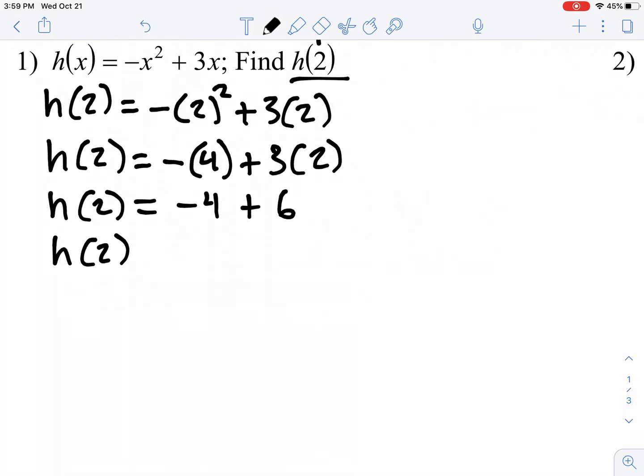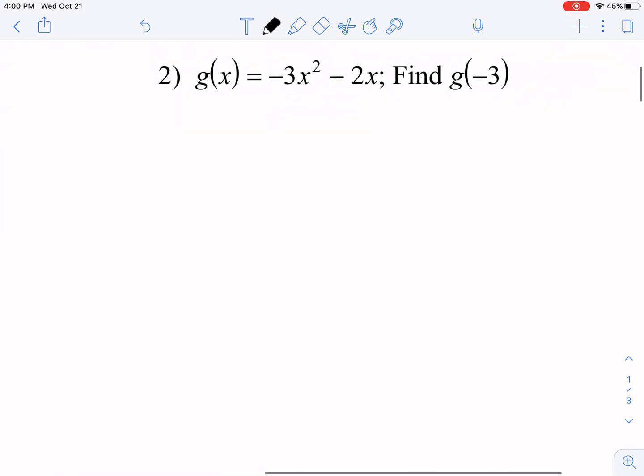Okay, well, I have a negative 4 plus 6. Is that same sign or different sign? Different sign, so we subtract and keep the sign of the larger value. In this case, the larger value is a positive 6. So 6 minus 4 is what? 2, and so our answer would be positive 2. Okay, so when my input is 2, my output is 2, and this would be the answer. Okay, let's try one more like this.